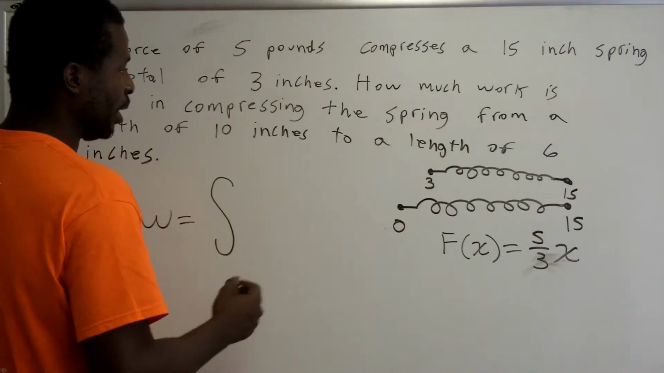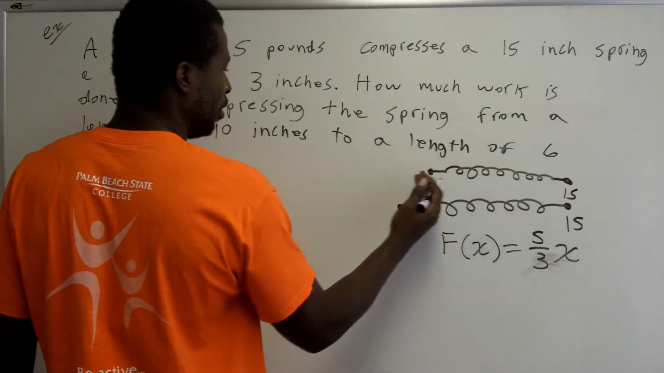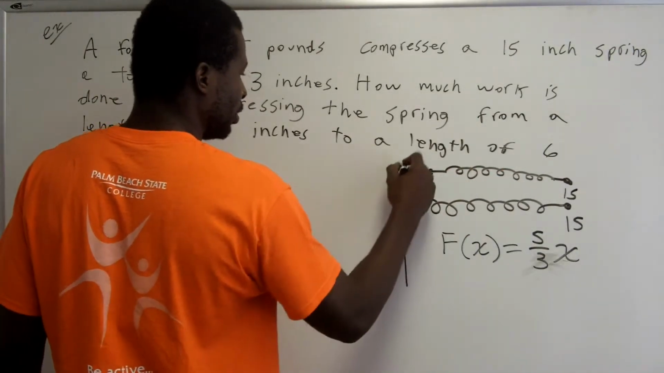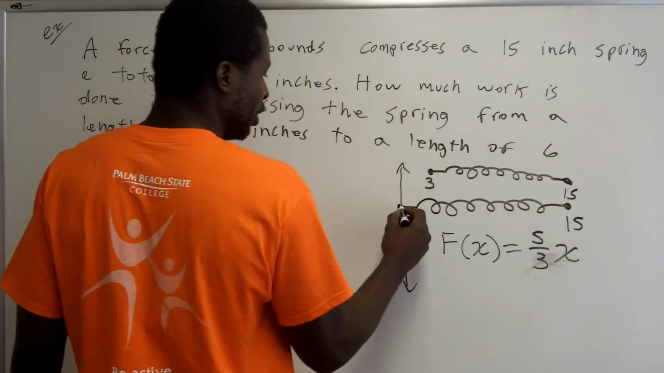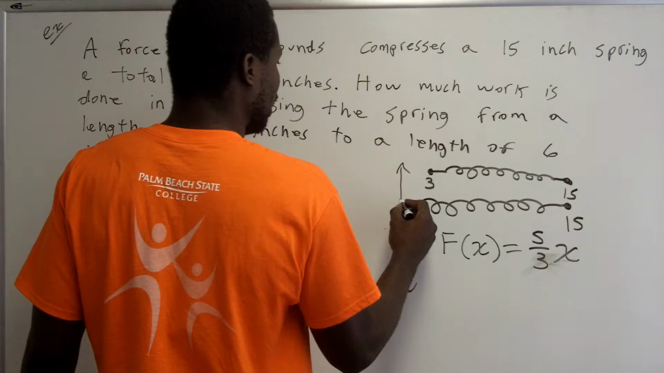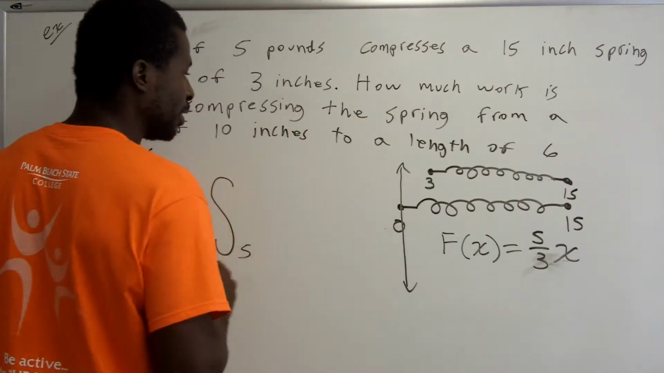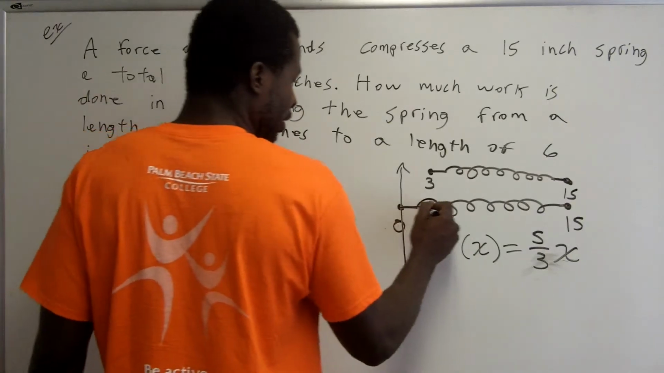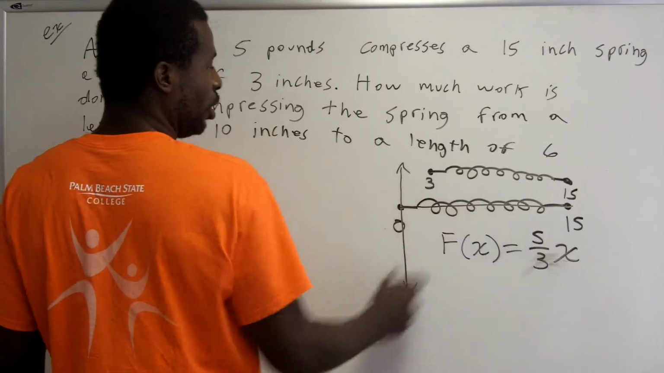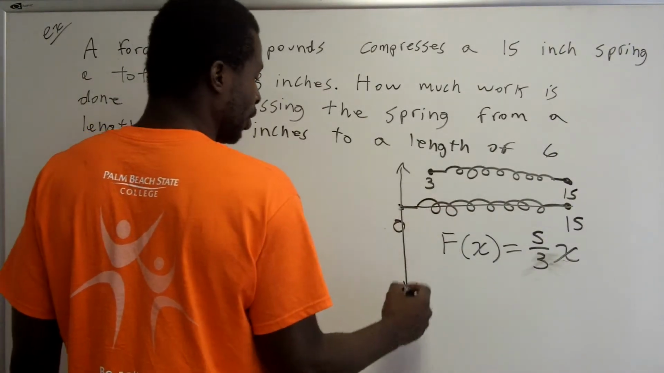So along the x-axis from a to b, I'm starting at 10. If this is the x-axis and this is the y-axis, that means initially I am compressing it so that the length is 10. So I'm actually compressing it from 5 on the x-axis, because it goes all the way out to 15, and when the spring is 10 inches long, I've actually only compressed the spring 5 inches. So this is what we're talking about.